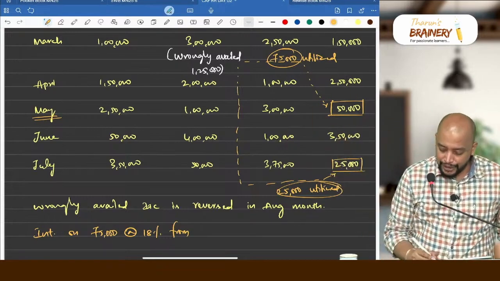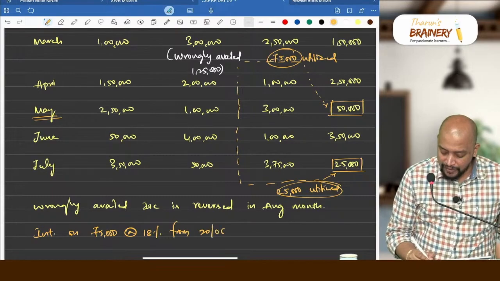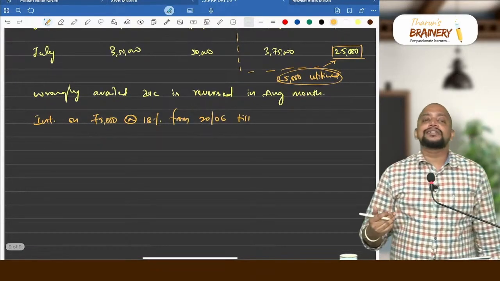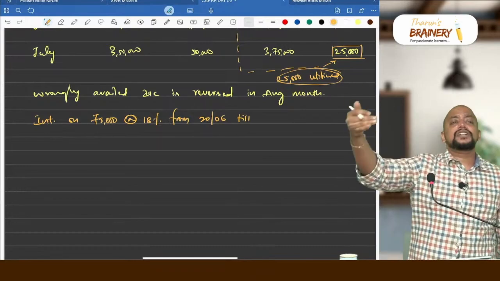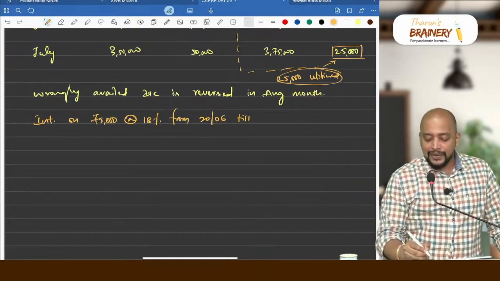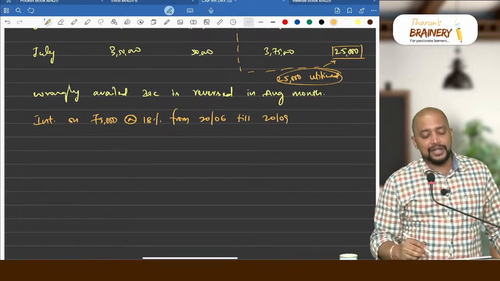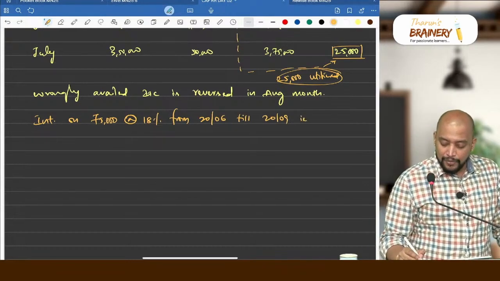So therefore we need to count from 20th of June till the date of reversal. What is the month in which it is reversed? August month. For August month, when you file 3B, it is 20th of September. So till 20th of September we need to count the interest, that is for how many days?